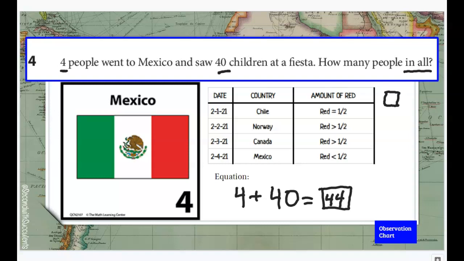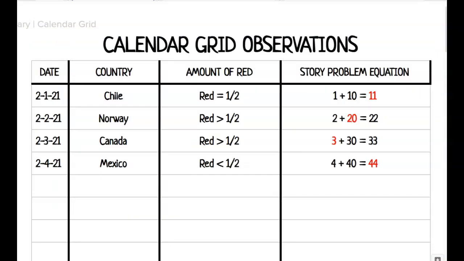Good thinking. Now let's take a moment to look back at our observation chart and think about some patterns we may be starting to see. Here is our calendar grid observation chart so far. Take a moment to think about what you notice. Do you see any patterns?